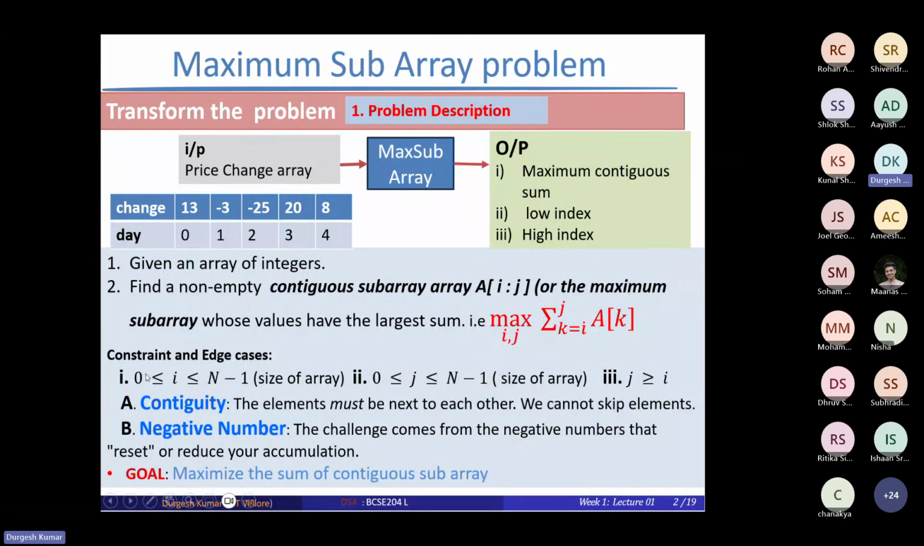The constraint: i varies from 0 to n minus 1, where n is the size of the array. j varies from 0 to n minus 1. j is greater than or equal to i. You cannot skip any element. You have to choose contiguous elements. And if you have a negative number, that would be a challenging case because the total sum will be reset or it will reduce your accumulative sum. The goal is to maximize the sum of a contiguous subarray.